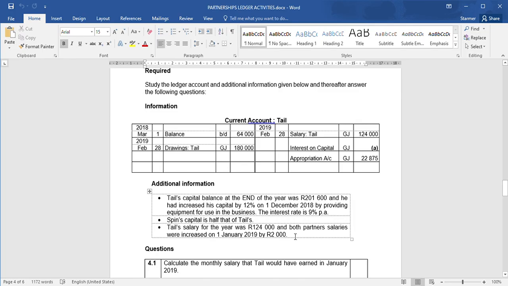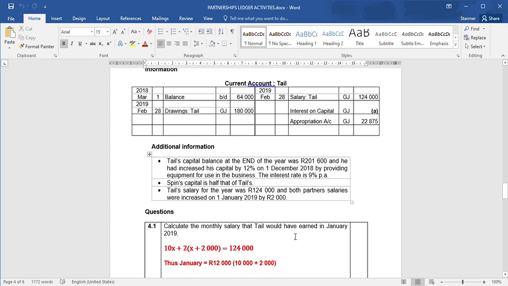This is almost like a rent adjustment, but we're using it to do with salary. So the first thing you do is count the number of months. From the start of the year up to the end of December will be 10 months of X, and then the last 2 months will be X plus 2,000, and that must equal the 124,000. So you solve for X, and you get X as 10,000, and the one for January will be 2,000 more than that, so you add 2,000 Rand on and get 12,000.